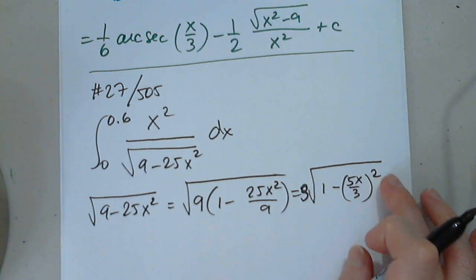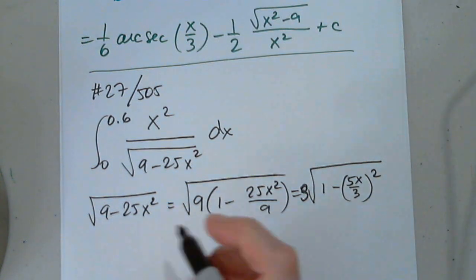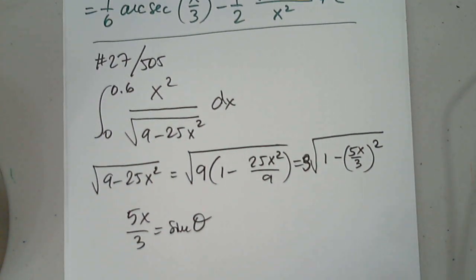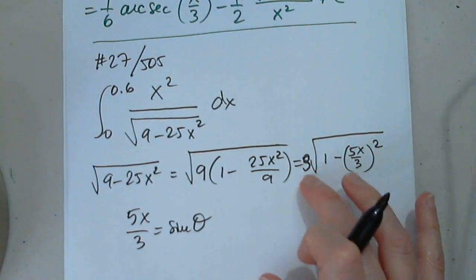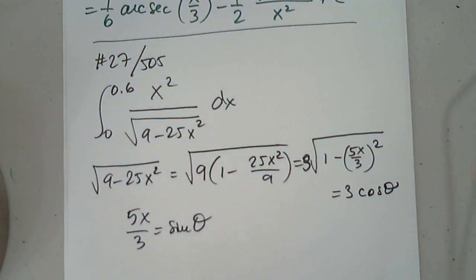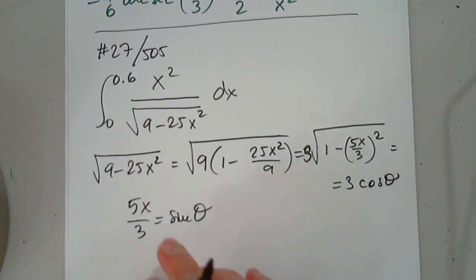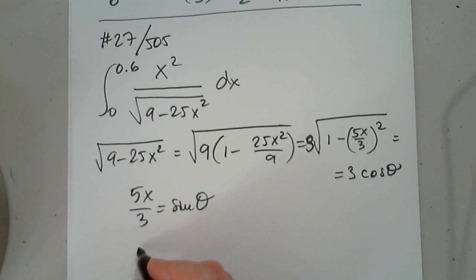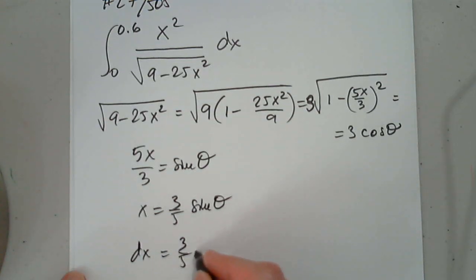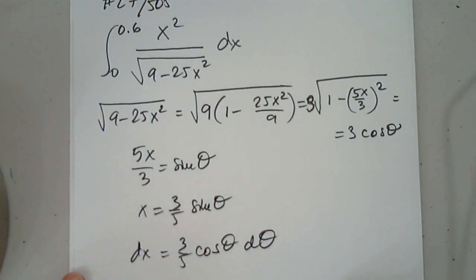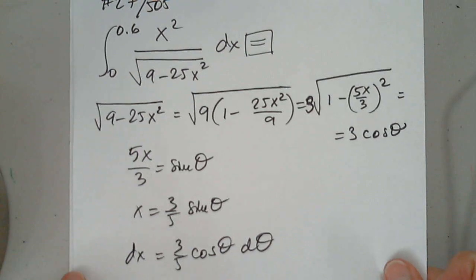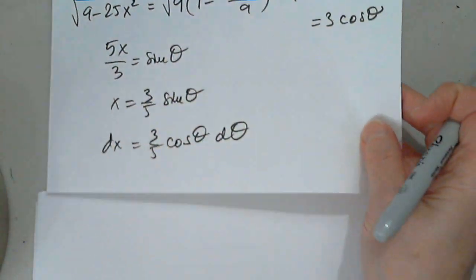So the 1 minus the quantity squared, so that's clearly sine. So 5x over 3 will be sine theta, because 1 minus sine squared theta will be cosine squared theta, the square root, and this answer will end up being 3 cosine theta. Okay, so then solve for x, multiply by 3/5. So x equals 3/5 sine theta. I need dx. dx is 3/5 cosine theta d theta. Good. So now I go back here. I'm going to box it in, follow the box, jump over all this, and let's see what we get.